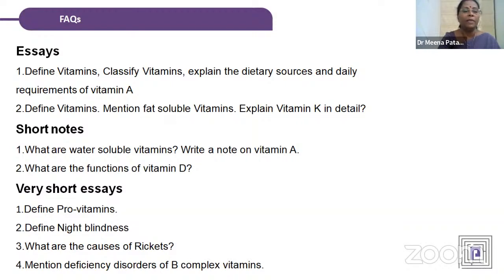Now, very short essays. Define provitamins. Number 2, define night blindness. Third, what are the causes of rickets. And fourth, mention deficiency disorders of B complex vitamins.